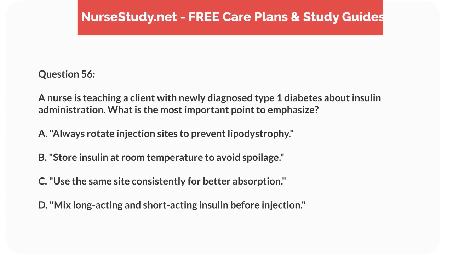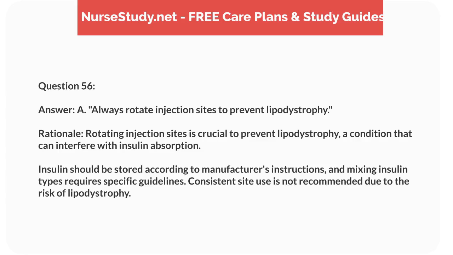Question 56. A nurse is teaching a client with newly diagnosed type 1 diabetes about insulin administration. What is the most important point to emphasize? A. Always rotate injection sites to prevent lipodystrophy. B. Store insulin at room temperature to avoid spoilage. C. Use the same site consistently for better absorption. D. Mix long-acting and short-acting insulin before injection. Answer A. Always rotate injection sites to prevent lipodystrophy.